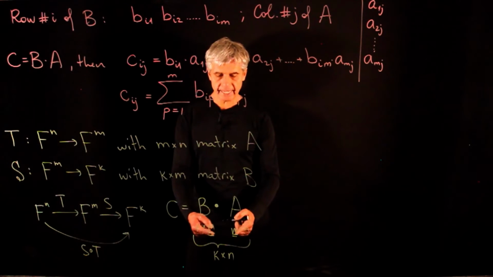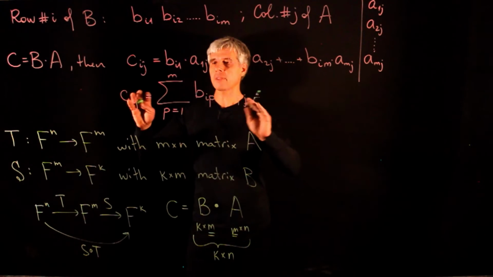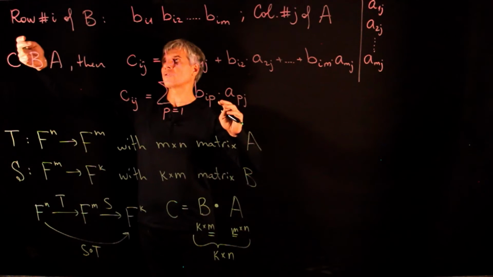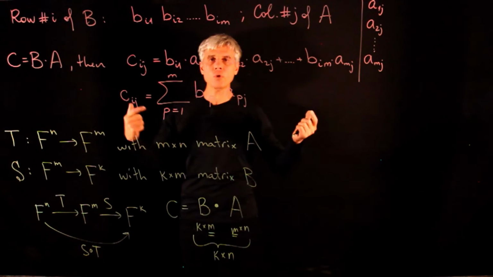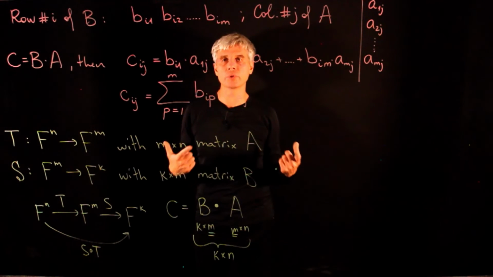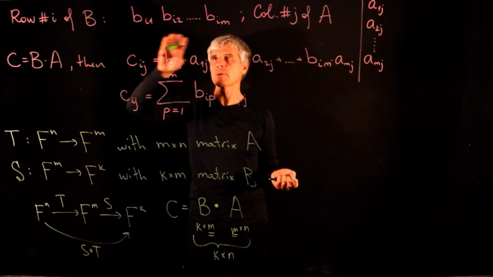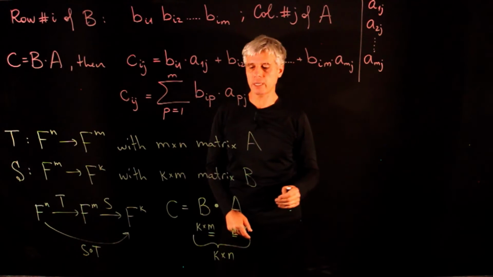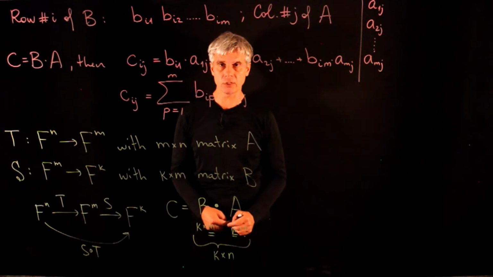We can also see that we need to have matching dimensions here from this calculation, right? So here we take dot products of rows of B with columns of A. But we can form a dot product only when two vectors have the same number of components. And so this means that the length of the row of B must be the same as the length of each column of A. And this tells us that these two numbers must match.